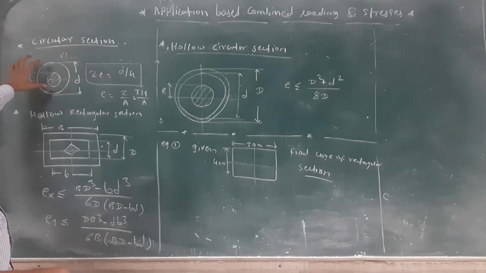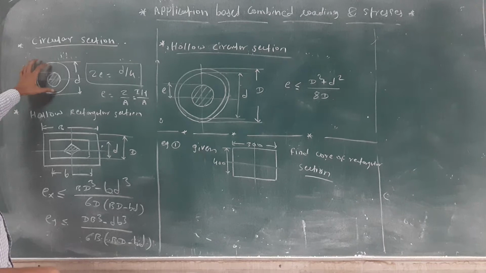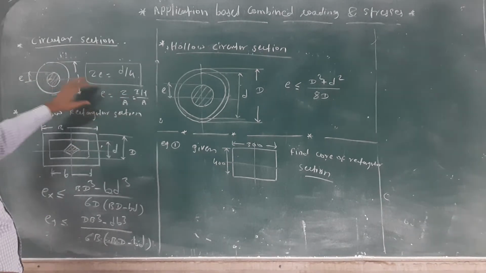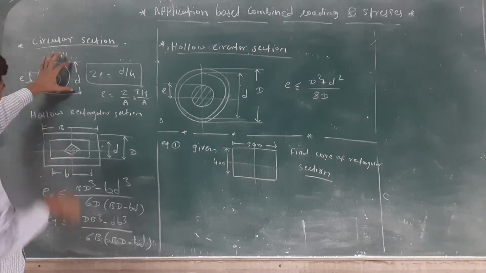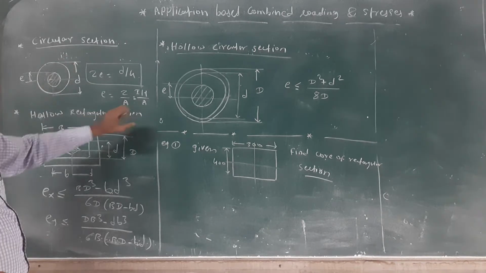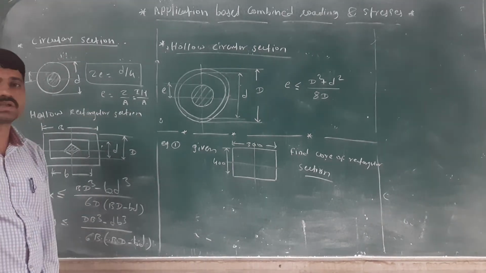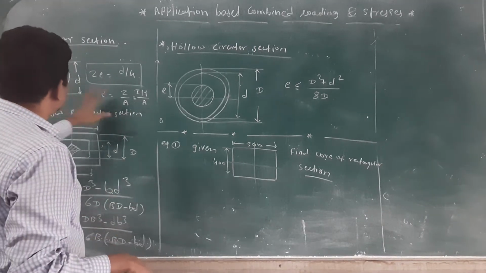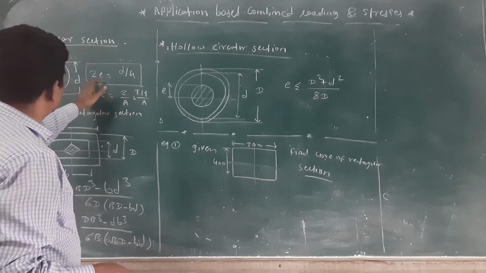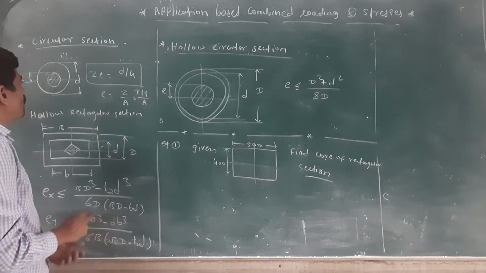What is the value of I? Pi by 64 into D raised to 4. What is the value of Y? Y is D by 2. And what is the area? Pi by 4 into D squared. Then you will get this value: E is equal to D by 8.